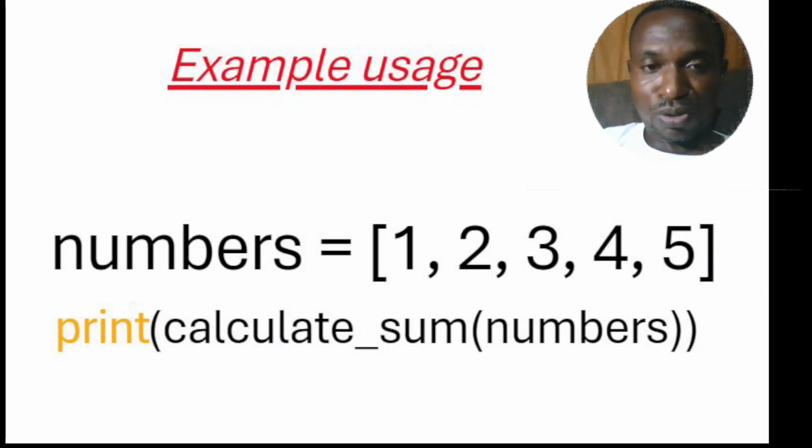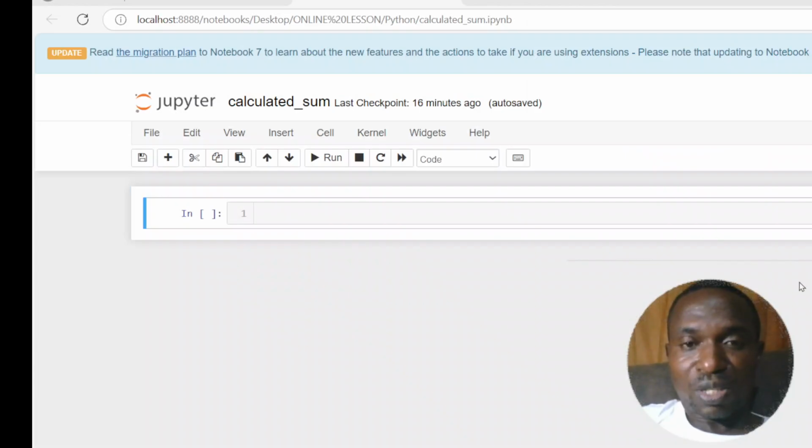Once you call the function, which is calculate_sum, you feed in the numbers that you declared. Then once you print it, you must see the output, which is the sum of the numbers. So let's go into live coding, which is Jupyter Notebook.